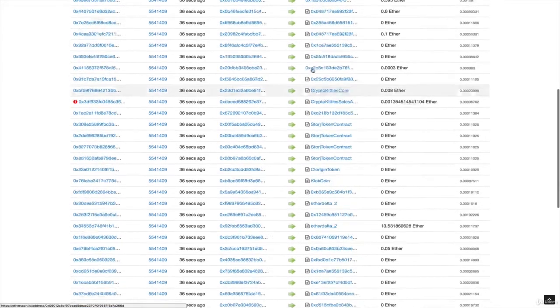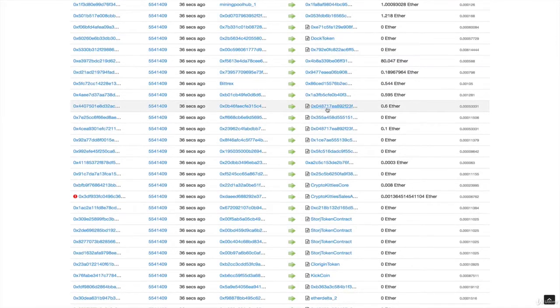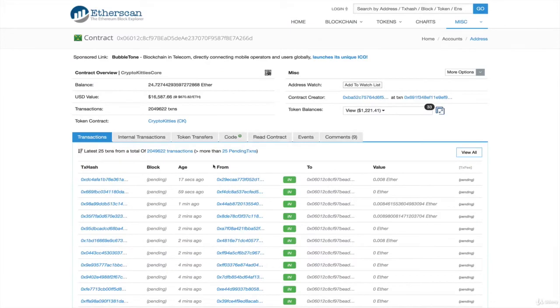All I wanted to show you is that if you see one of these little icons, this signifies it's a contract. And if we click on one, like the CryptoKitties Core, this is the contract's page that we're viewing. This is not the actual transaction. You can see up top, here's the address of the contract. You can see the creator who created it.